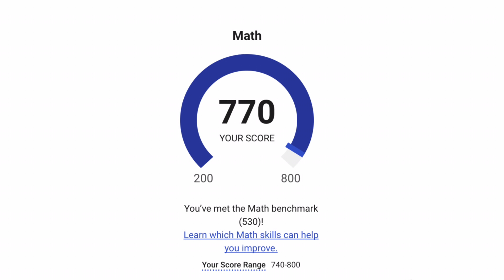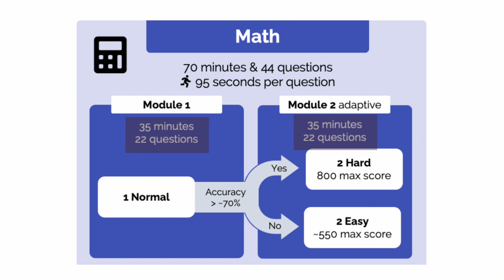Let's just get the basics out of the way, coming from a 770+ test taker. The SAT Math section is 2 modules, 35 minutes each, 70 minutes total. You get 22 questions per module, for 44 questions in total. Now let's get into what you actually need to know.